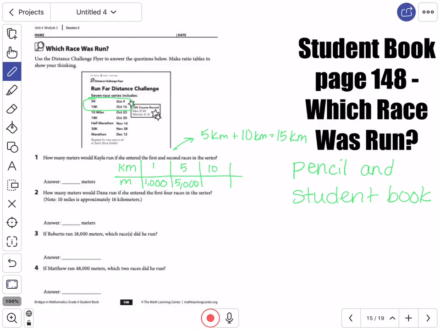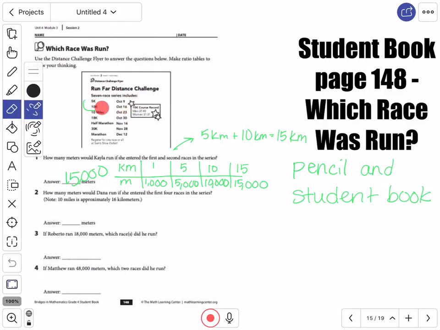So if I know that 1 kilometer is 1,000 meters, well, I know that 5 kilometers is 5,000 meters. I know that 10 kilometers is 10,000 meters. So I know that 15 kilometers is 15,000 meters, okay? So about how many meters is that? That would be 15,000 meters. Sorry, I should have written that smaller.